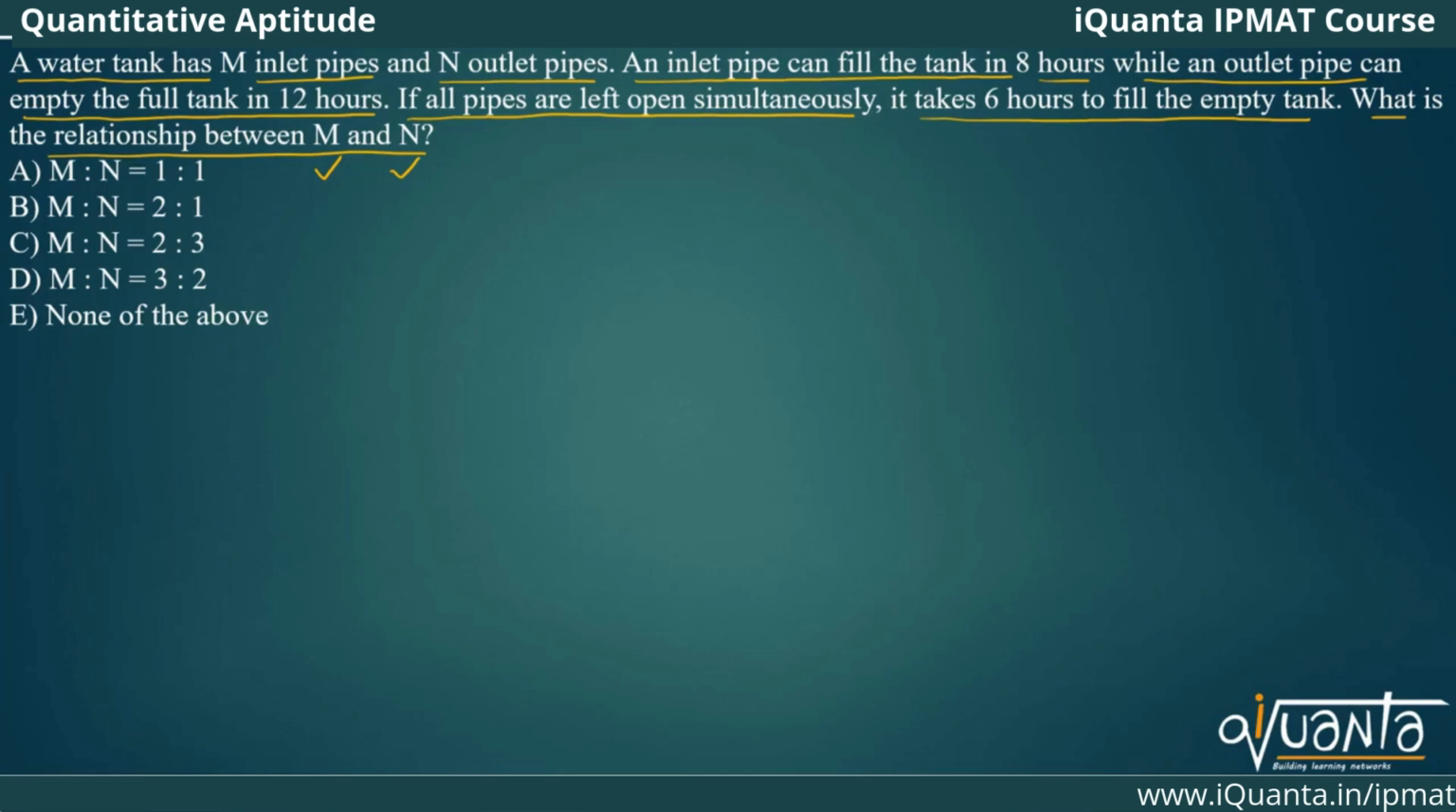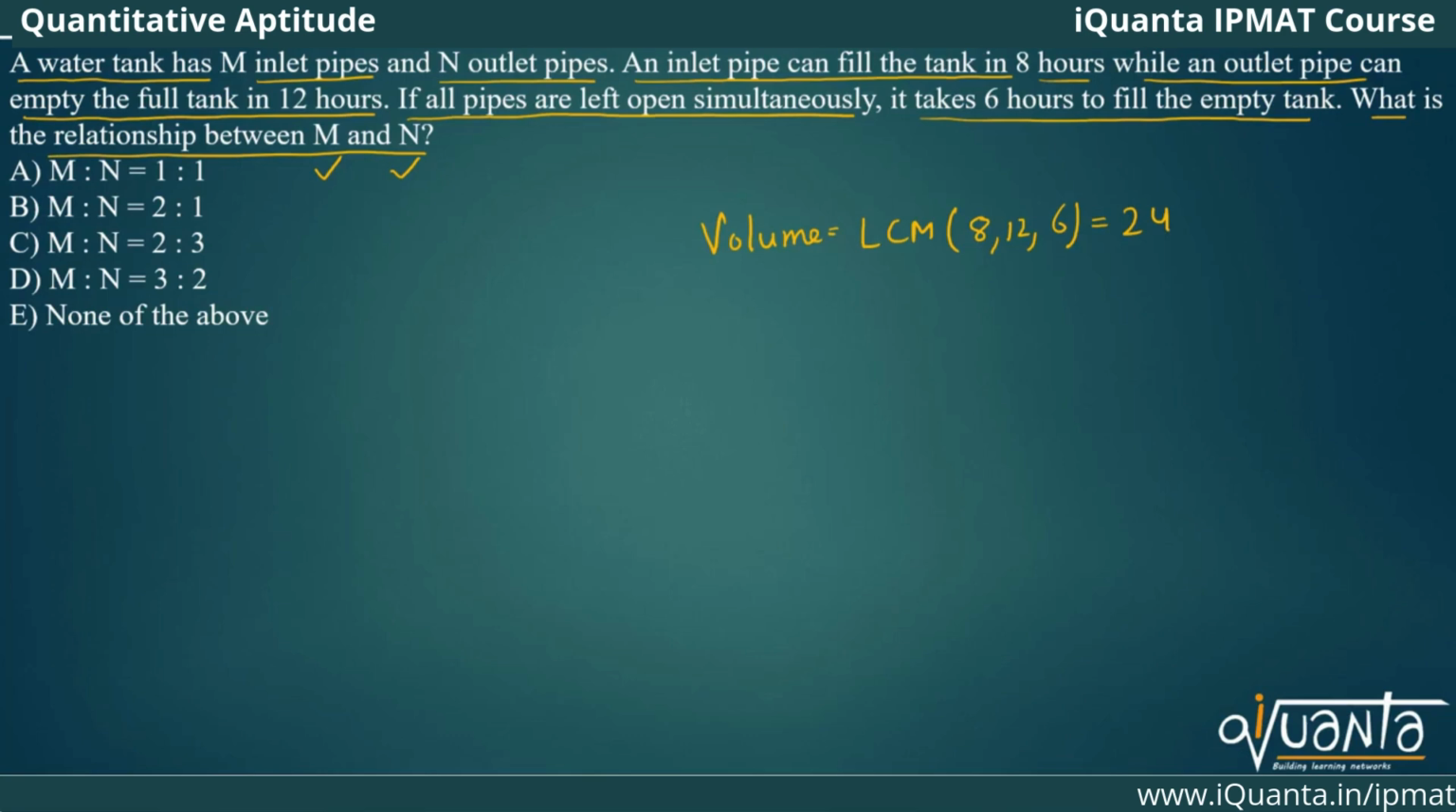Now whenever you have a question like this, to find out the total volume of the tank, you'll always take the least common multiple of all these times that are given to us. So we'll find out the LCM of 8, then 12, and then 6. So their LCM will be equal to 24. From here we can easily find out the efficiencies of inlet and outlet pipes.